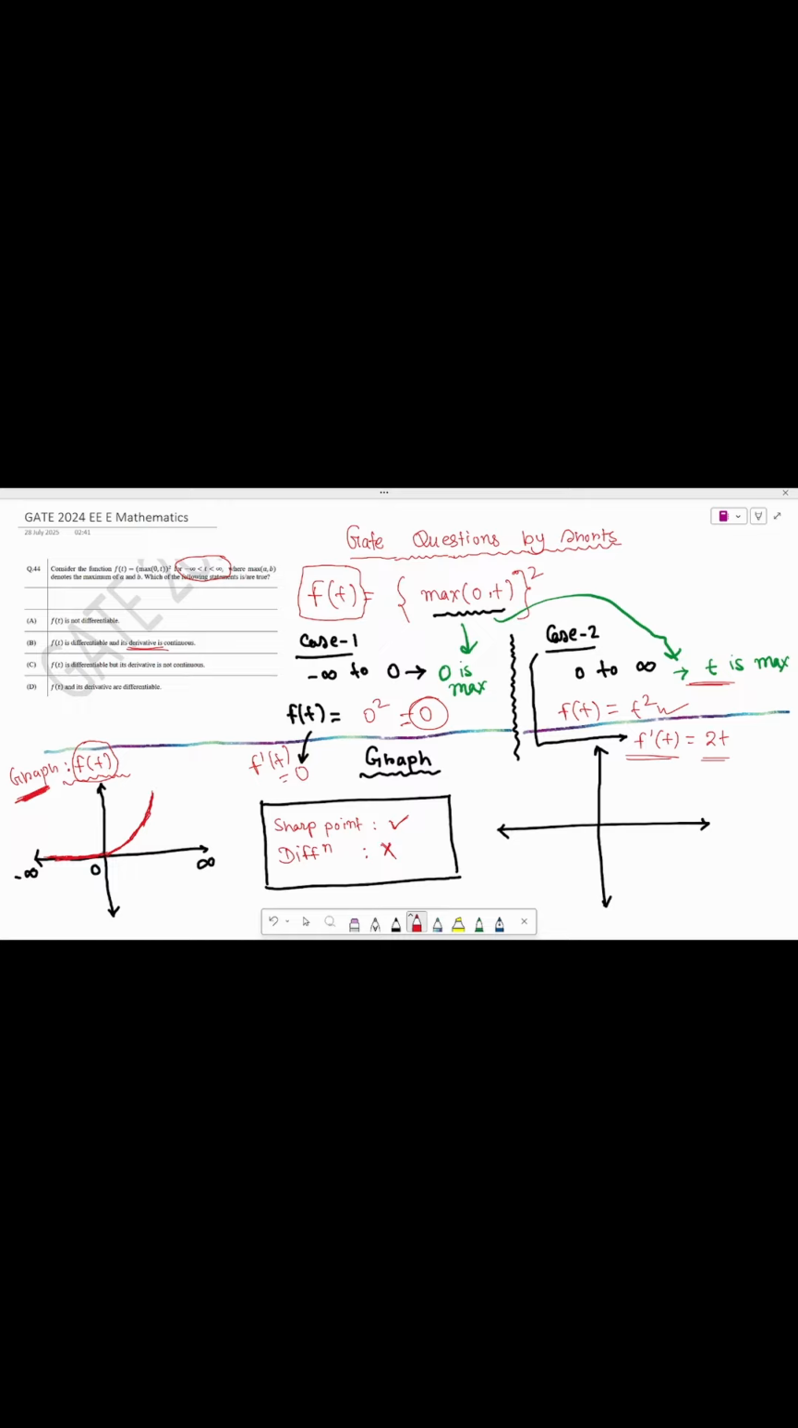So I can say that this graph is continuous, and as this is a straight line and this is a parabolic type of curve, there is no sharp point here, right? So I can say f of t is continuous as well as differentiable. Now, in case of f dash of t, how will the graph look?